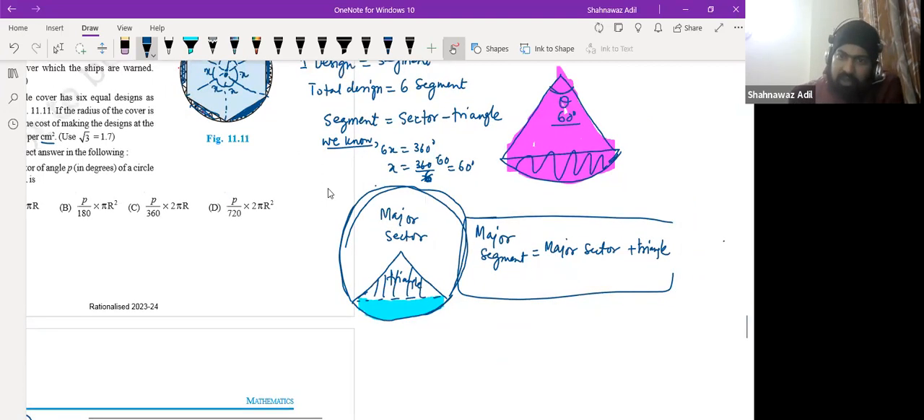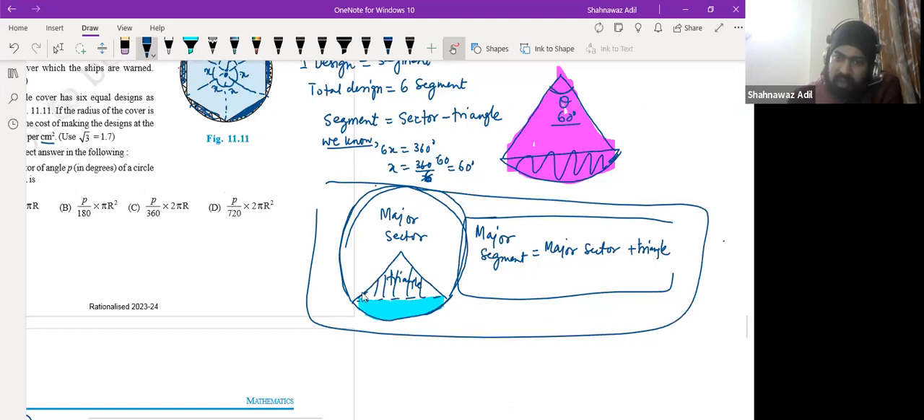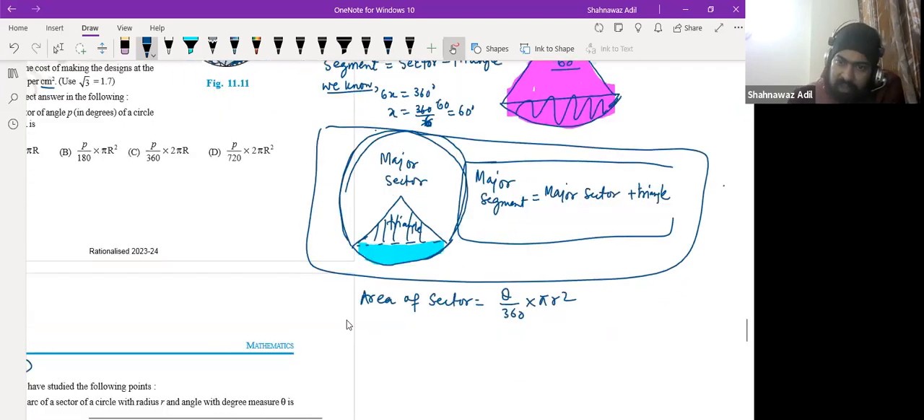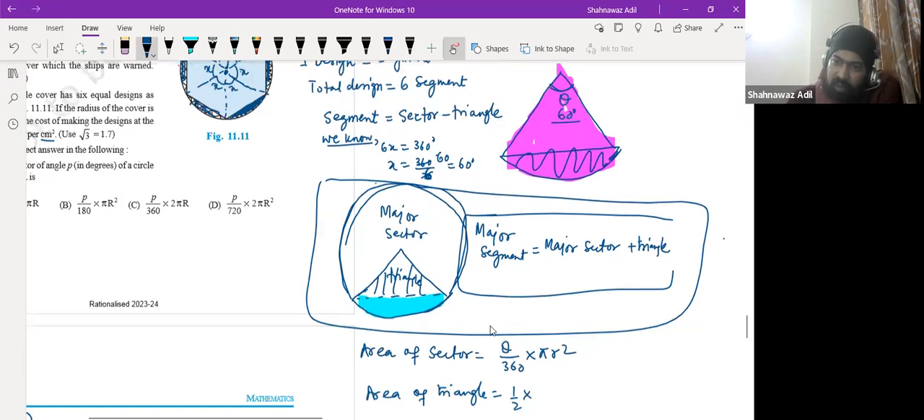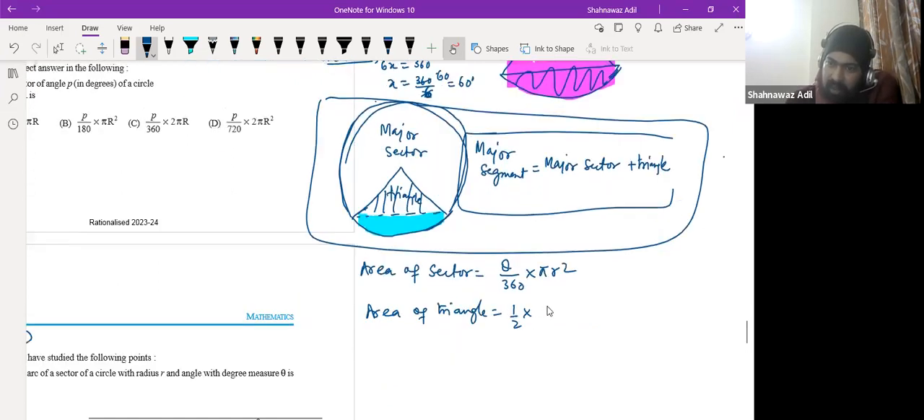Yes. So now we have to find out the sector part. So area of sector would be theta by 360 times pi r square. And also we have to find out the area of triangle. Area of triangle is what? Half into base into height. No, we don't know the height. We only know that AB or R into sine 60. This is the thing that we know.